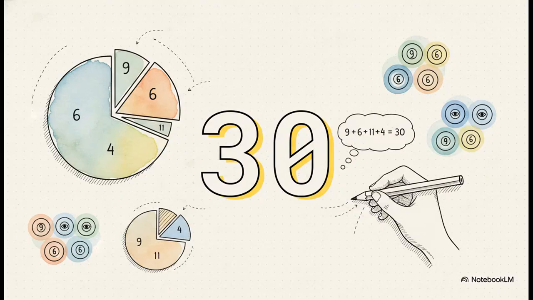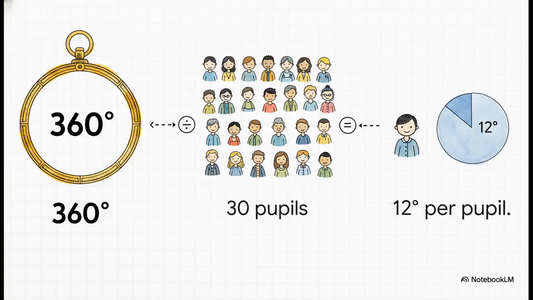Step 2, find the total. This is the easy part. We just add up the numbers from our table. So 9 plus 6 plus 11 plus 4 gives us a grand total of 30 pupils. This number, 30, is the whole for our pie. Okay, now for the clever part. We need to figure out how to turn our 30 students into a 360-degree circle. All we do is divide 360 by our total, which is 30, and that gives us 12.